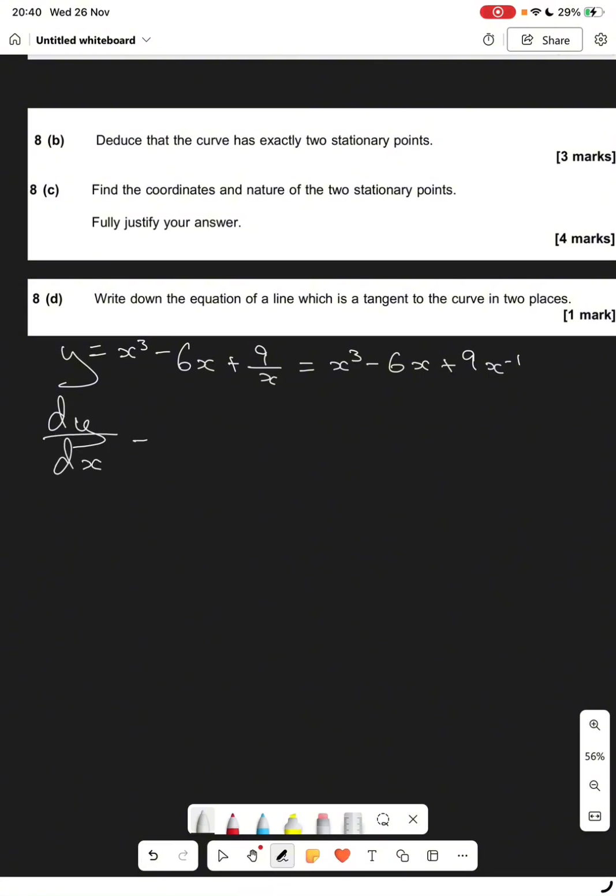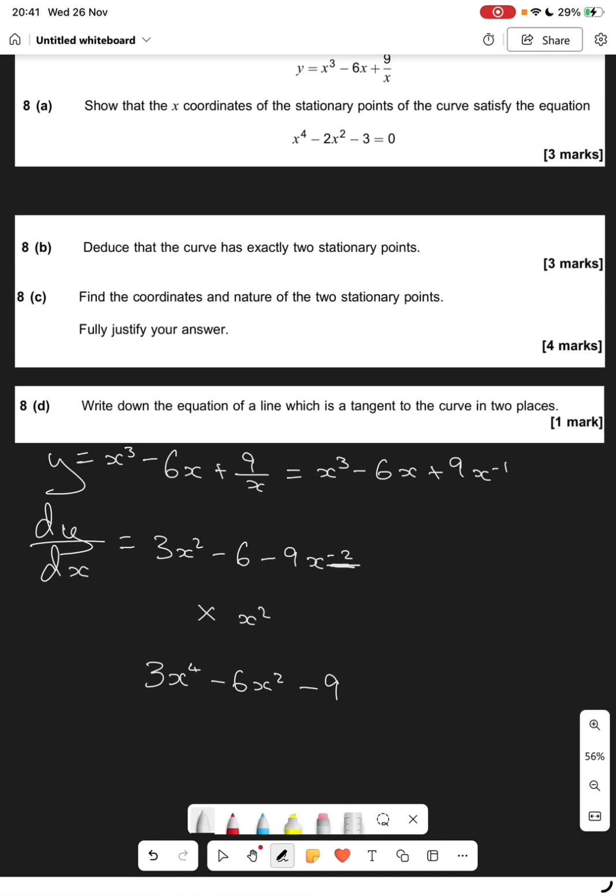So that would be 3x squared minus 6 minus 9x to the negative 2. This negative 2 looks a bit off, so we times by x squared. So we get 3x to the 4 minus 6x squared minus 9, and that looks very similar to the equation here.